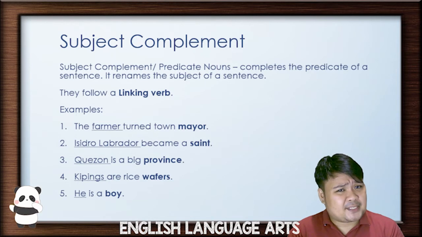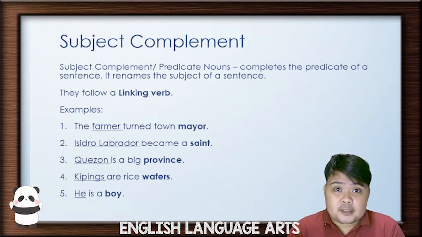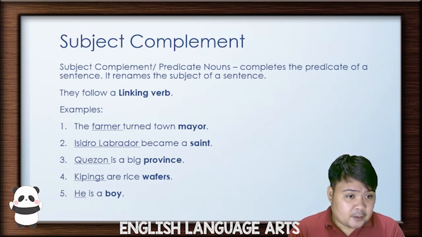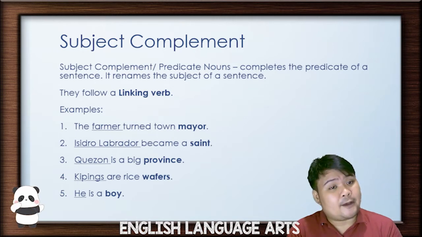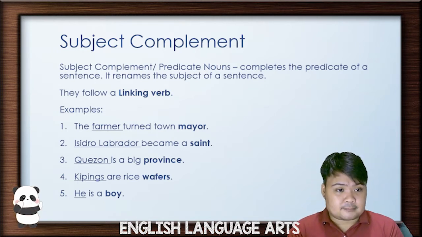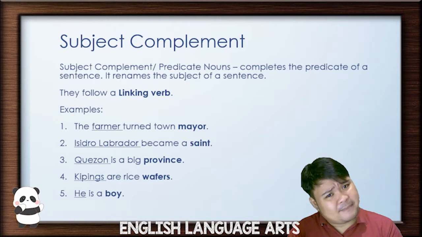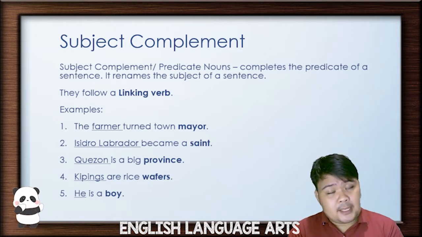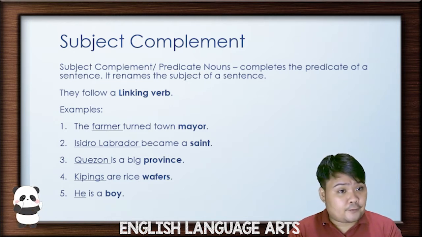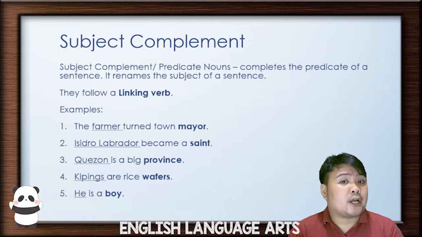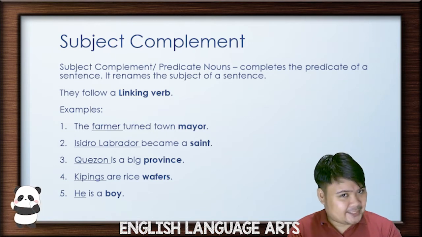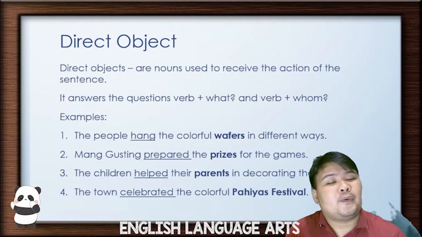Keepings are rice wafers. Wafers, keepings, the same. Therefore, wafers is not an adjective, it is a noun. Subject complement. He is a boy. Very basic example. He and boy are the same. Therefore, boy there is a subject complement. Alright? Next, we have direct objects.